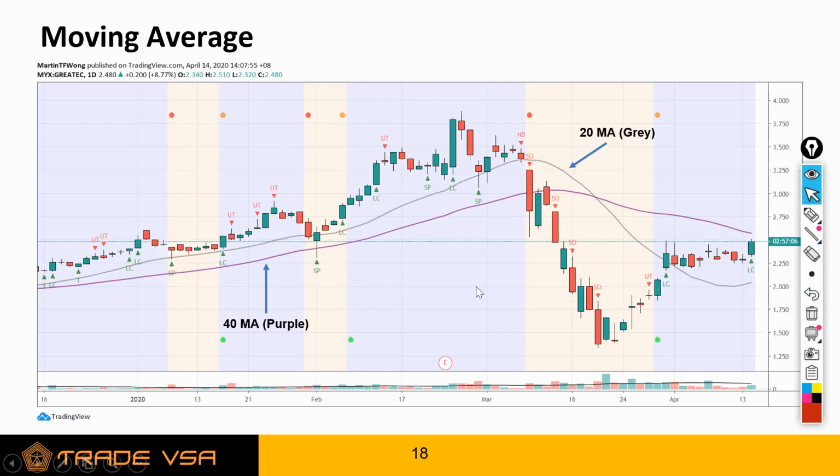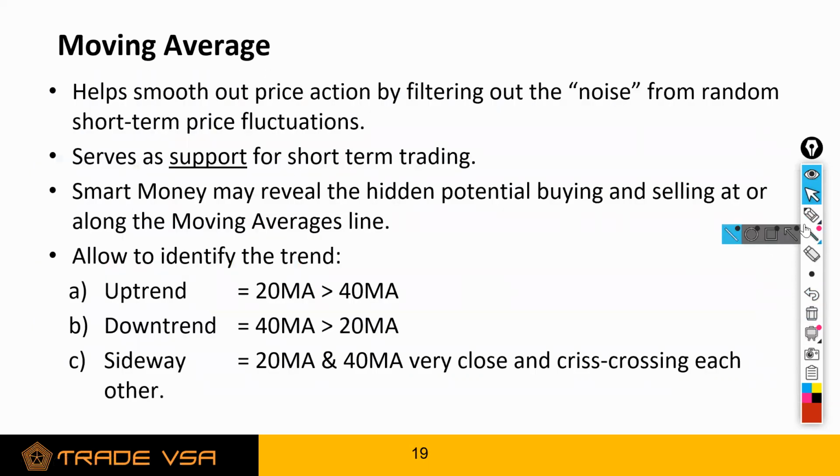For now, remember that for the 20/40s, you can use this as your support. Smart money may reveal hidden potential buying or selling at the moving average line.